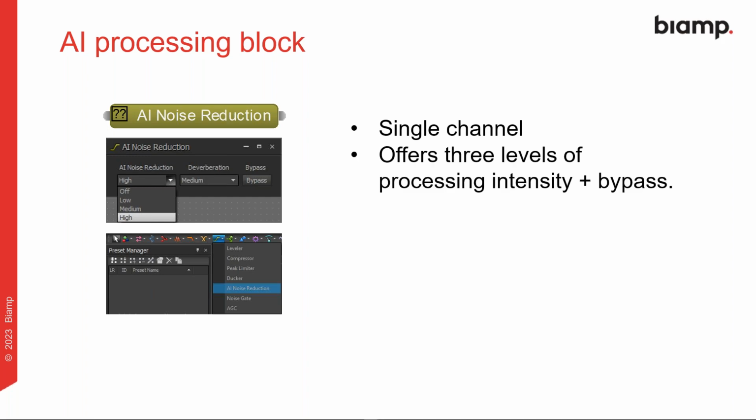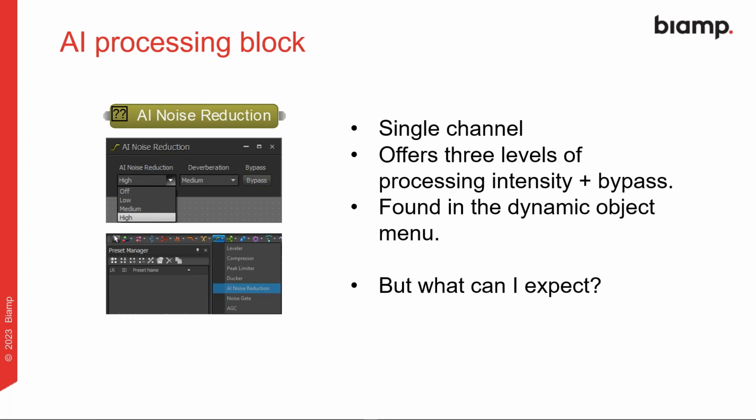But adding it to a layout is quite simple, and it offers 3 discrete levels of processing intensity for each process, so for noise and de-reverb. You can bypass either discretely with the off button, and there's a master bypass in the block, which is good for tuning, A/B testing, demoing the processing. And it's found in the dynamic object drop-down menu like any other block. Select it and drop it into the layout.